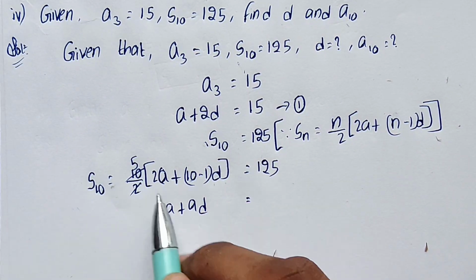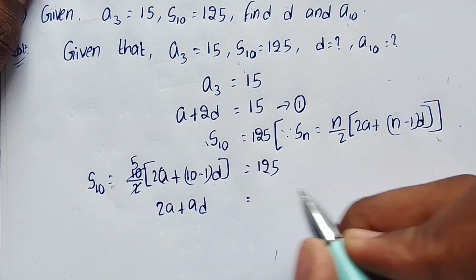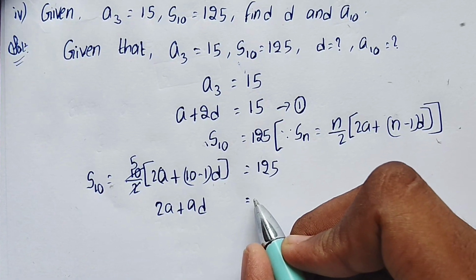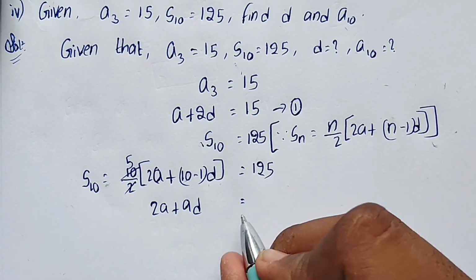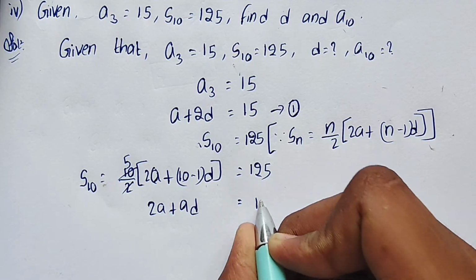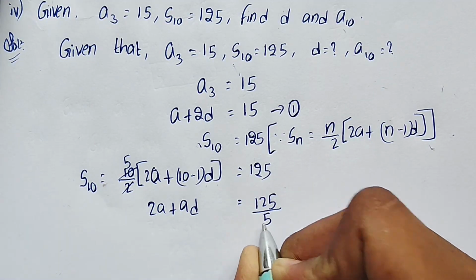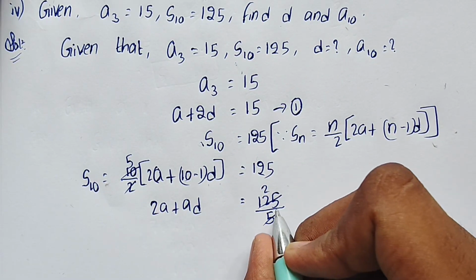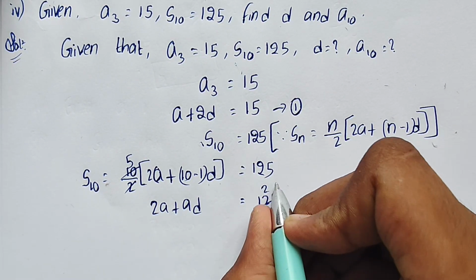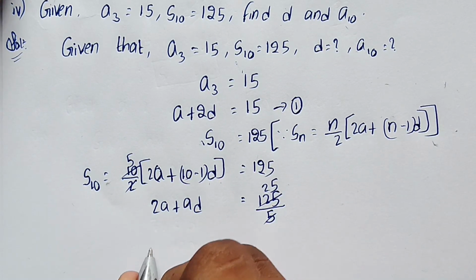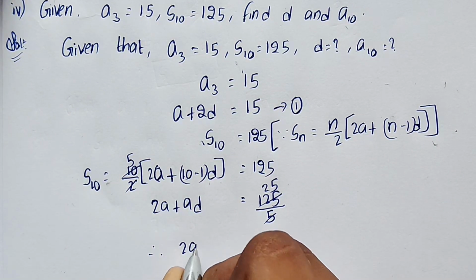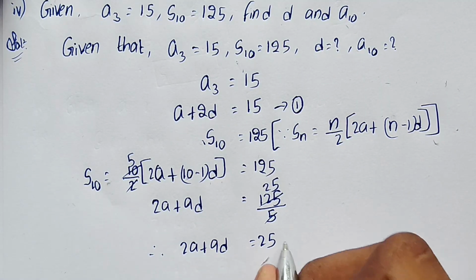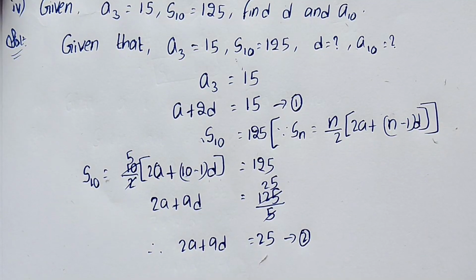Equals, here 2a plus 9d is multiplied by 5. If you transpose 5 to the right side, it will divide the 125. So 2a plus 9d equals 125 by 5. 5 twos are 10, 5 fives are 25. So therefore, we got 2a plus 9d equals 25. I am taking it as equation 2.